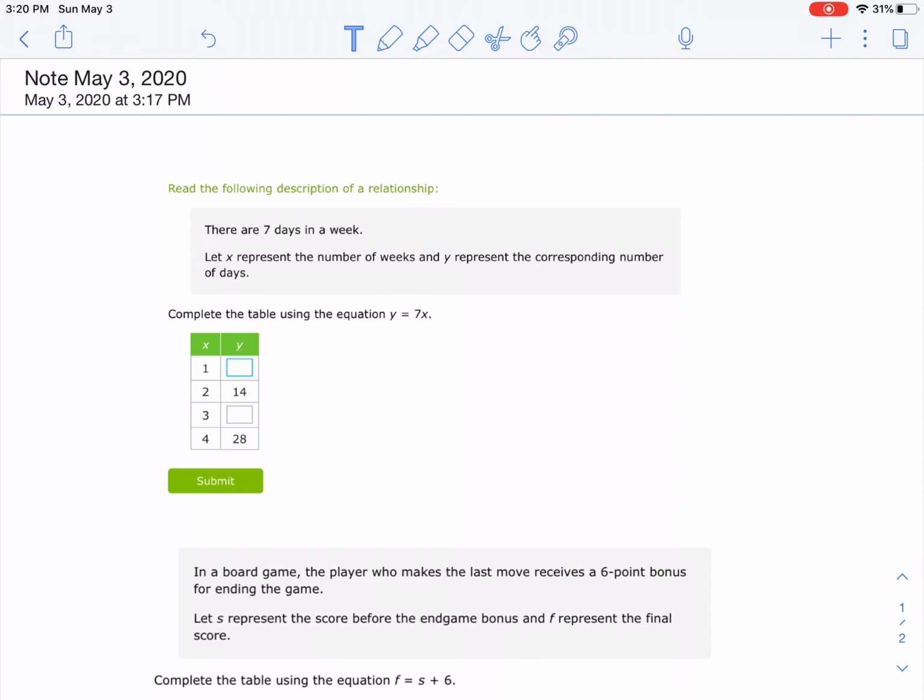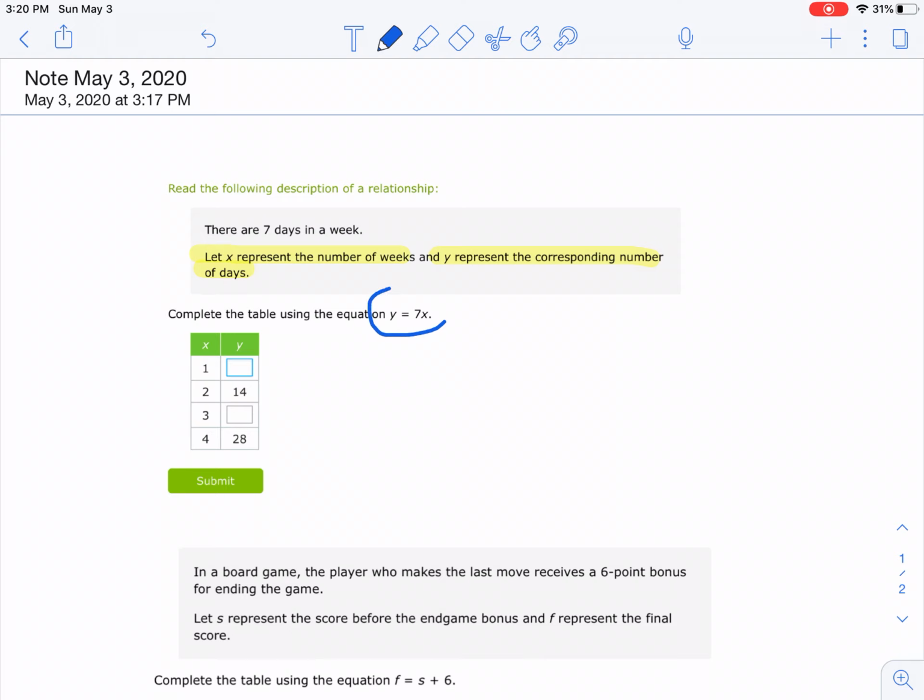So what we're going to be focusing on today is we are going to give you an equation from a word problem, and you have to complete a table. So if I look at the first problem right here on my screen, it says there are 7 days in a week. Then it says let X represent the number of weeks and Y represent the corresponding number of days. So I've already got my X and Y variables defined, and now we're going to complete this table.